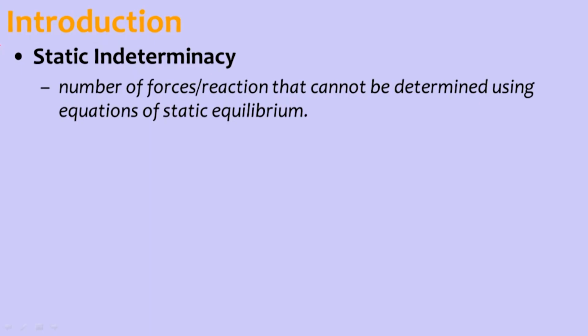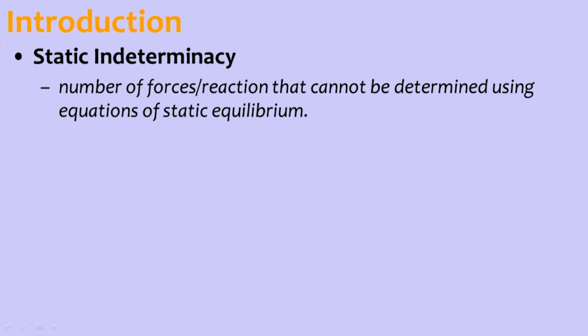First, what is static indeterminacy? As we all know, we have three equations of equilibrium. That is, the sum of all forces in the horizontal direction must be equal to 0, the sum of all vertical forces should be equal to 0, and the sum of all moments should be equal to 0. These are the three equations of equilibrium in static condition. So static indeterminacy means the number of forces or reactions that cannot be determined using the equations of static equilibrium.